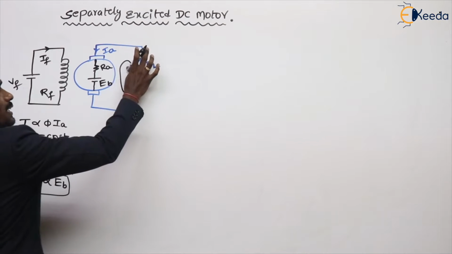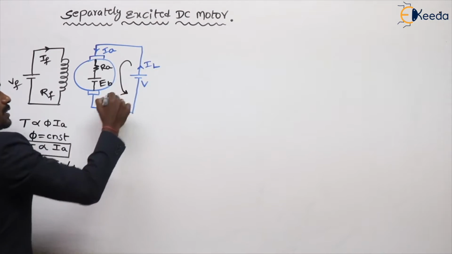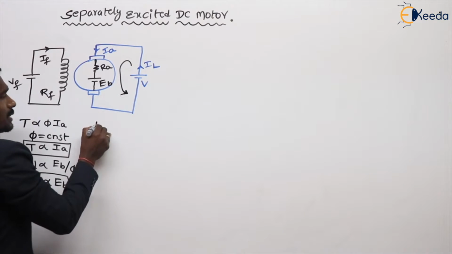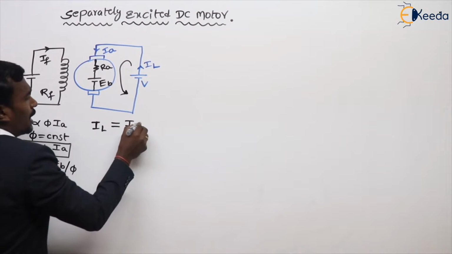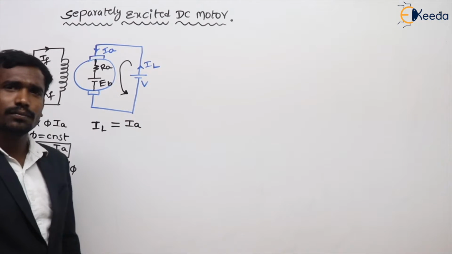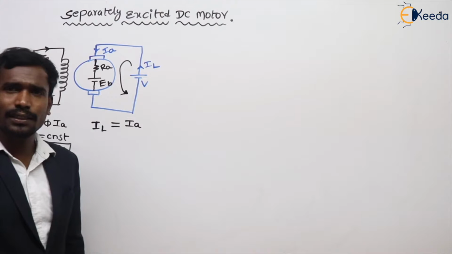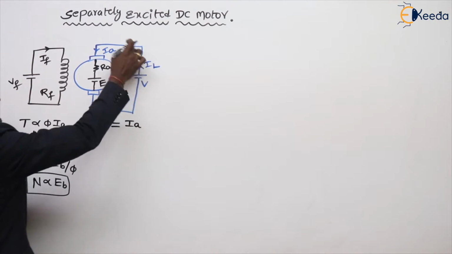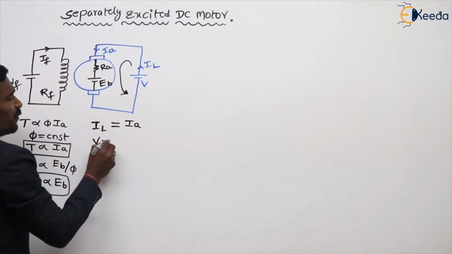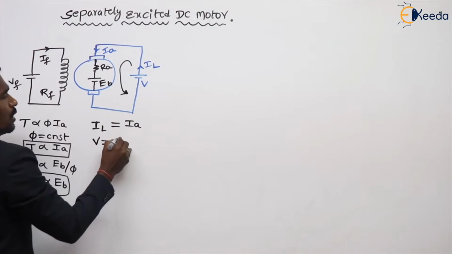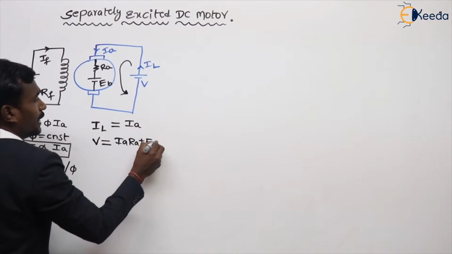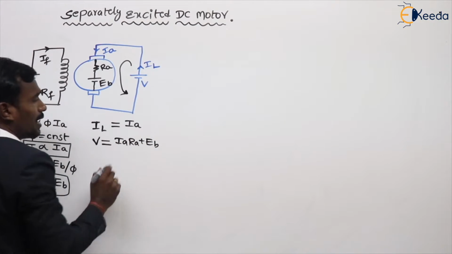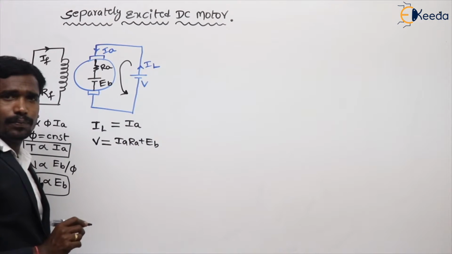Right. Next one. What is the current equation here? Actually, the current flows from IL to Ia, right? This is the current flow. So what is the current equation here? IL is equal to Ia. Right? And next one. What is the voltage equation? V is equal to Ia RA plus EB. Yes or no? Ia RA plus EB.